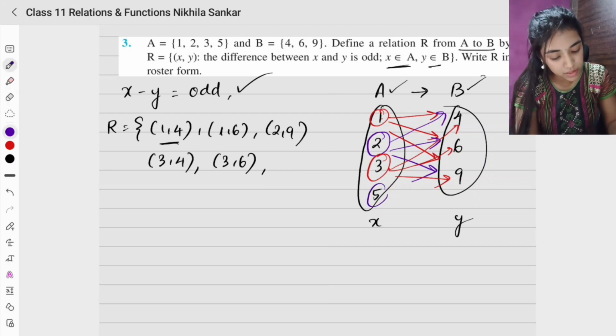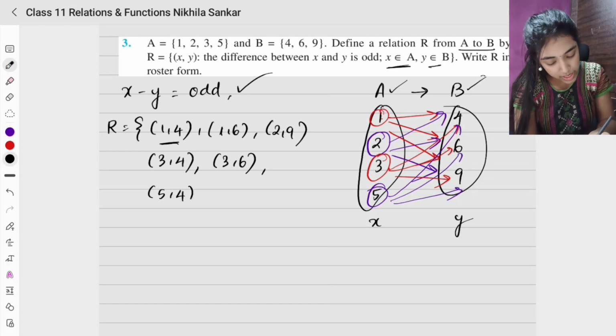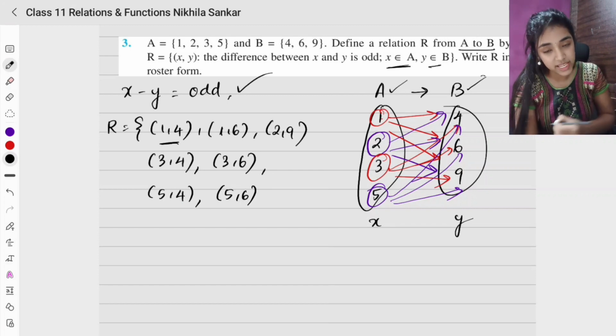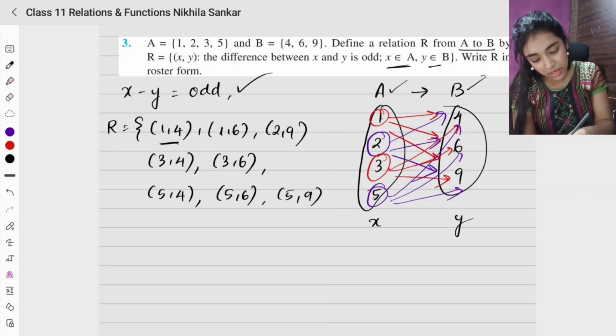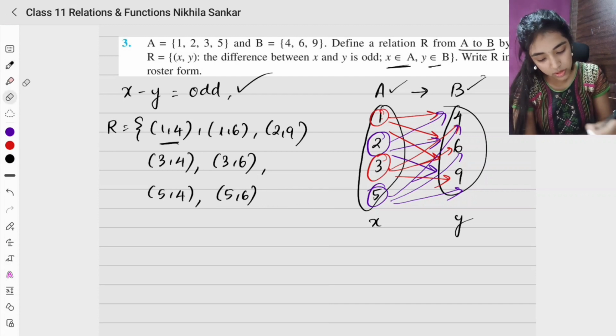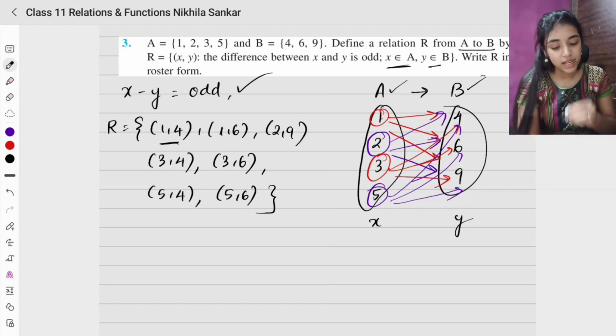Now what is my last number? 5. So 5, 4, 5, 6, 5, 9. Okay, when I write 5, 4, I see that the difference is 1, it is an odd number. 5, 6, the difference is again 1, it is an odd number. 5, 9, the difference is 4, it is an even number, so I should not write that. Okay, I'm not writing that. So the relation will have all these elements. So I've written that in roster form.